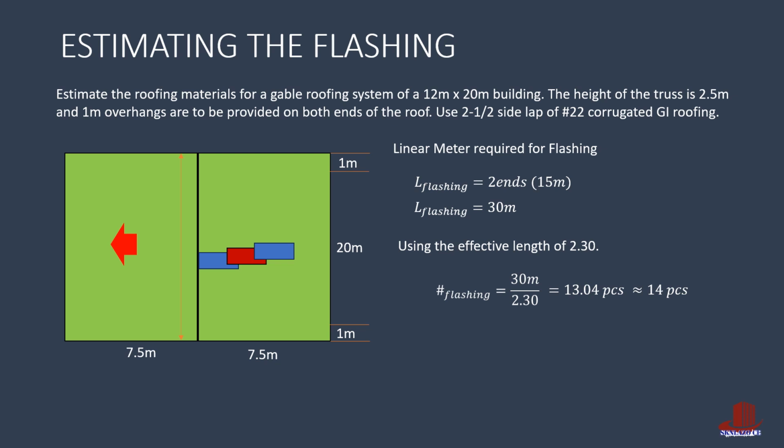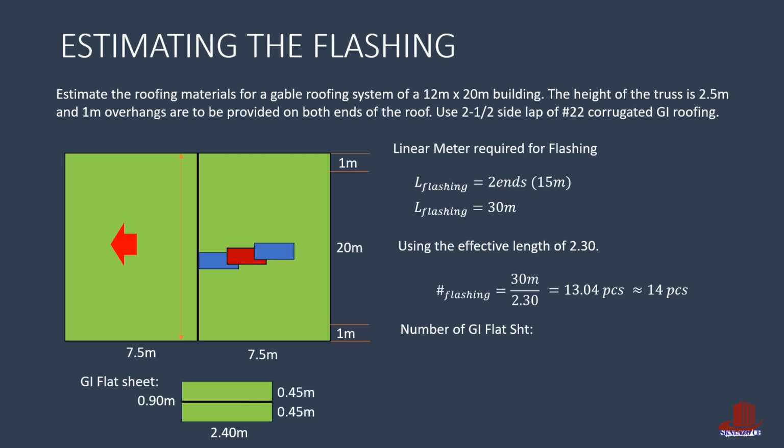However, unlike the ridge roll and gutter, the flashing needs to be customized and built. The flashing is made from GI flat sheet, which is commonly 0.9 by 2.4 meter size. The common width used for flashing is 45 cm, which means each GI sheet can produce 2 flashing pieces. So the estimated number of GI flat sheet for flashing is computed as 14 pieces over 2 pieces each sheet, and that is 7 pieces of 0.9 by 2.4 meters gauge 22 GI flat sheet.